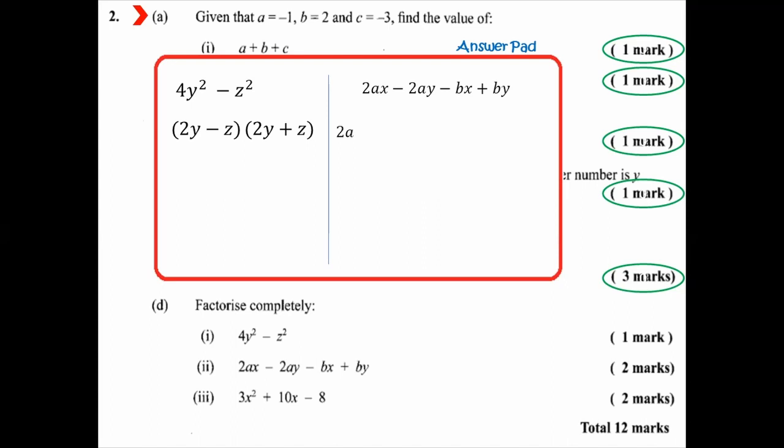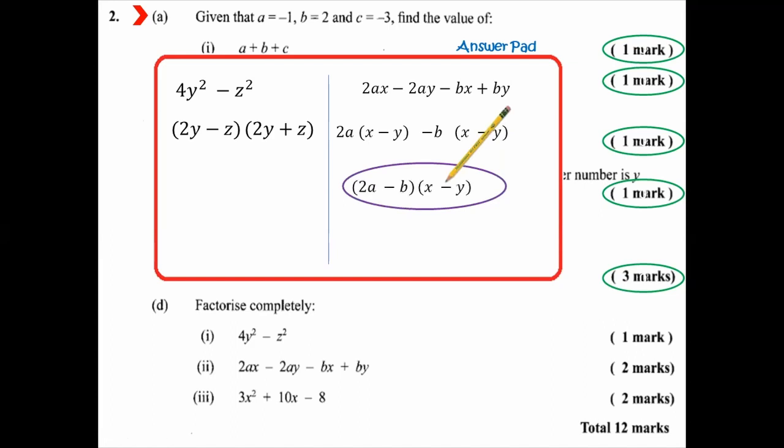Or we're factorizing by grouping, and naturally from the first 2 terms we're taking out what is common. 2a in this case, and 2a cancels 2a from the first term, leaving us with x and leaving us with y. And what's common to the other 2 is minus b, and then b from that leaving us with x minus y. The brackets should be the same, remember? The elements on the outside go in one bracket, and then one of these common brackets, we multiply those. And that's one for another mark.